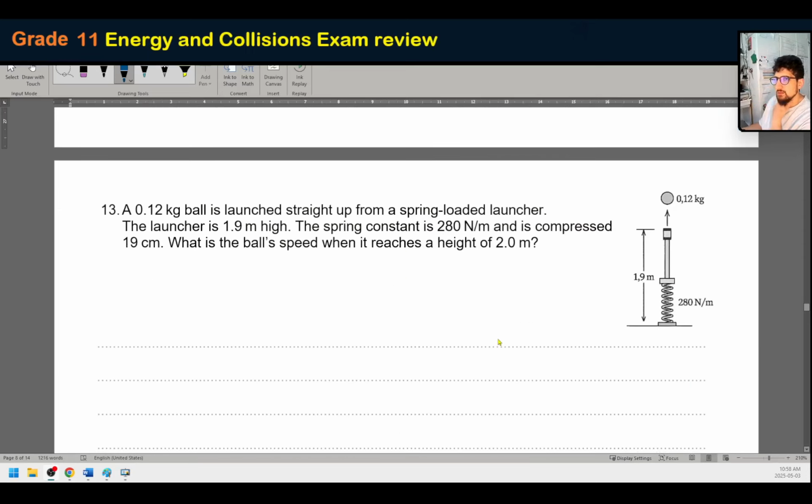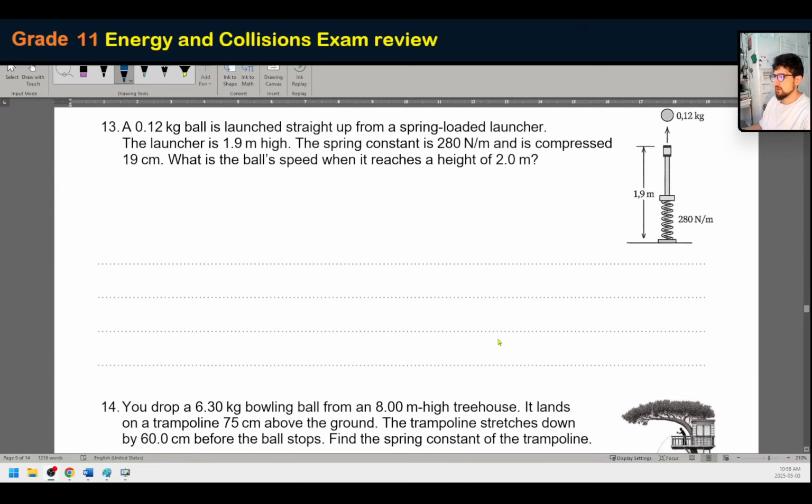Okay, let's keep going. If you've noticed that my shirt changed, it's because it's the next day. Let's keep going anyway. A 0.12 kilogram ball is launched straight up from a spring-loaded launcher. The launcher is 1.9 meters high. The spring constant is 280 newtons per meter, and it's compressed 19 centimeters. So what is the ball's speed when it reaches a height of 2 meters?